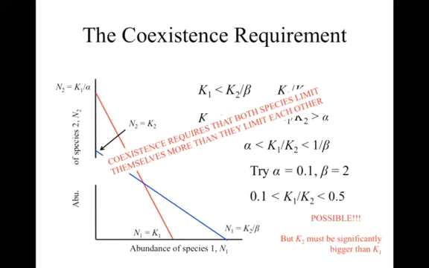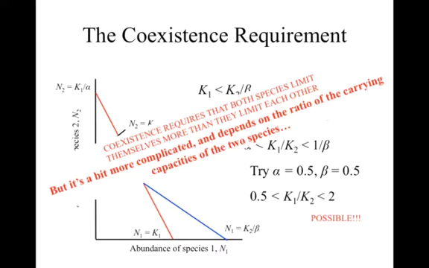So again, that idea that coexistence requires that both species limit themselves more than they limit each other, that's sort of a bit of an oversimplification. It's a bit more complicated. You can have scenarios where intraspecific competition is stronger, or interspecific competition is stronger on one species than the other. However, again, it's harder to get coexistence in those scenarios, but you can do it.